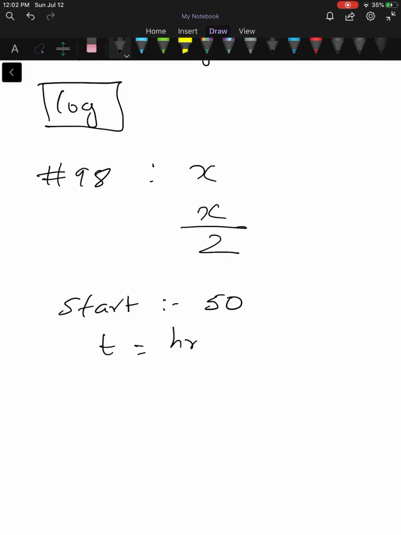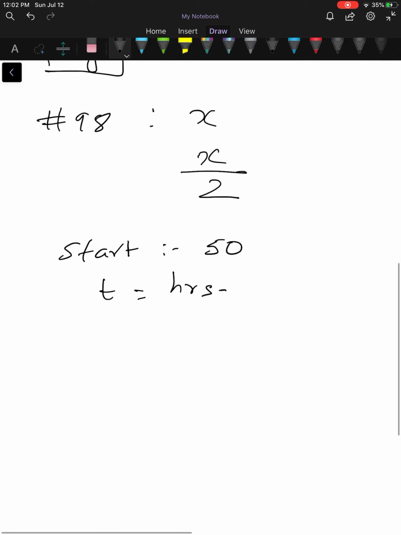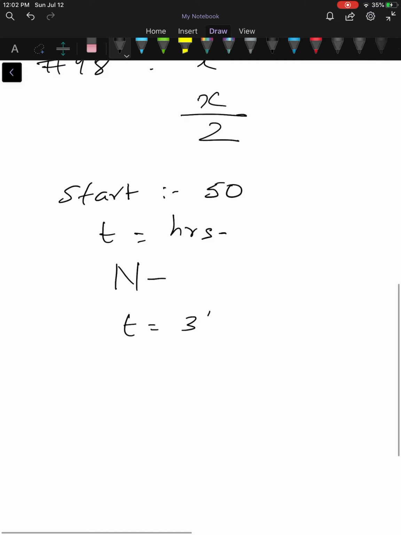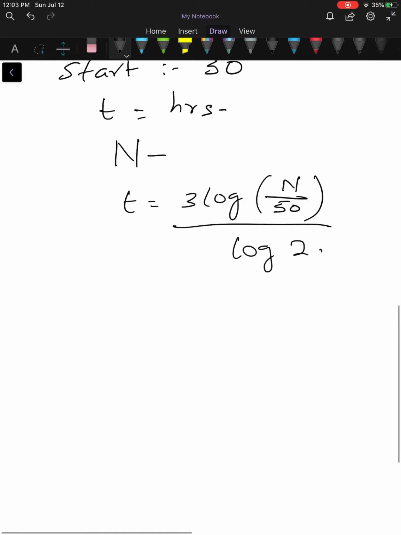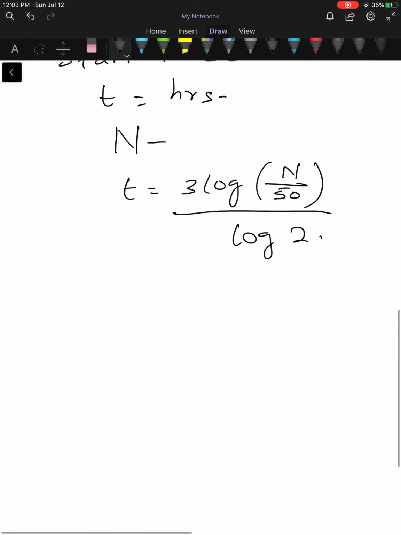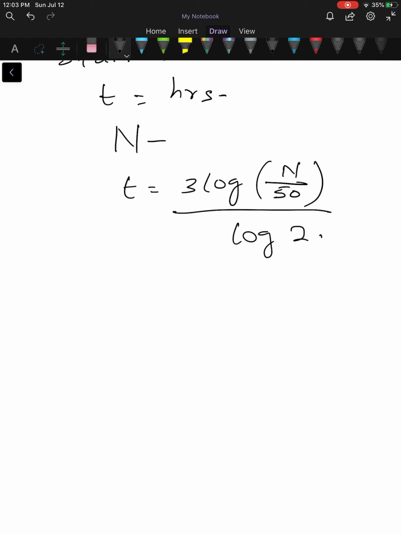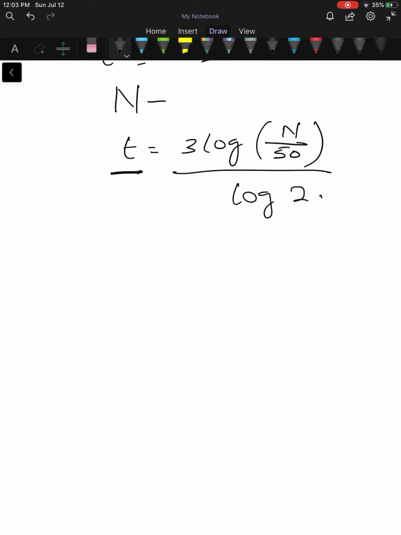then the time T, in hours, required for the colony to grow to n bacteria is given by T is equal to 3 log of n divided by 50, divided by log 2. Find the time required for the colony to grow to a million bacteria. So for 1 million bacteria, we have to find our time T.